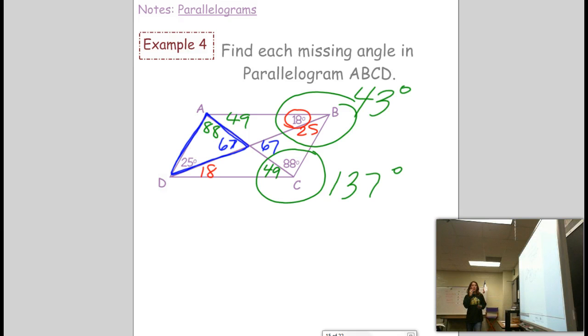Kaylee, last angle. Right here, angle 2. 113. 113, vertical angles 113. And that is how you find every angle of a parallelogram when the diagonals are drawn.